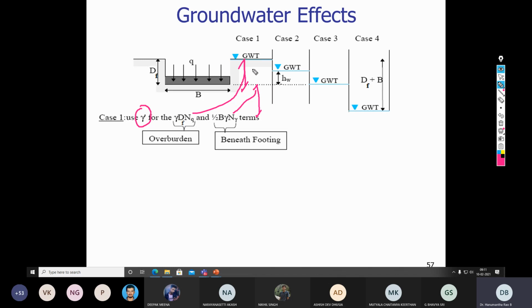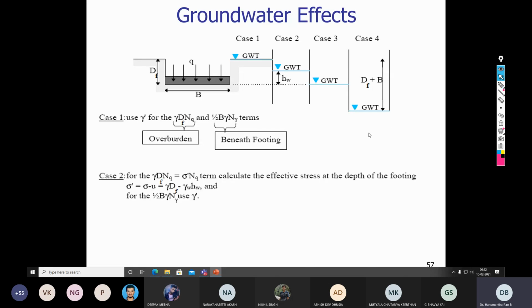Both above the foundation level, this dotted line being the foundation level, and below the foundation level, the groundwater table exists above these two levels. So the submerged density prevails above the footing, and below the footing also submerged density prevails. Therefore, in case 1, in the whole equation, wherever gamma appears, it shall be replaced with the submerged unit weight, gamma dash.